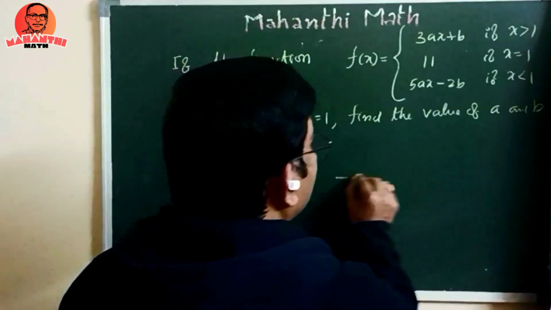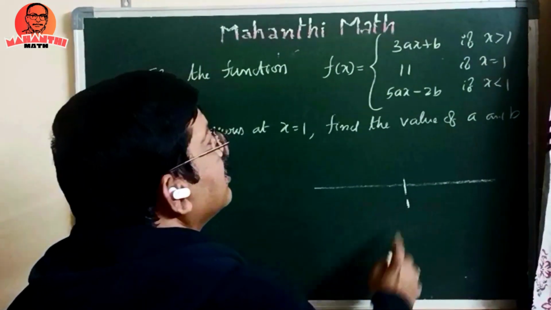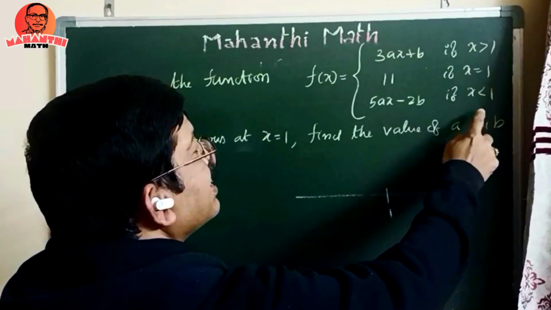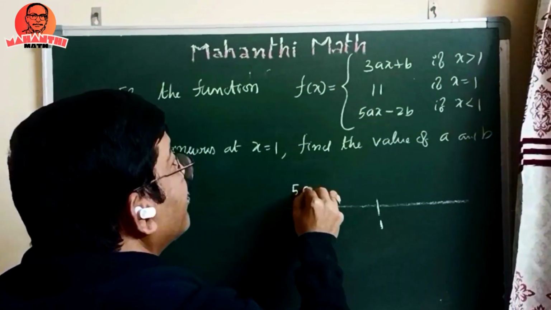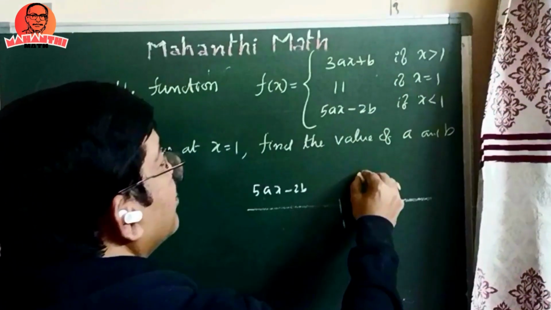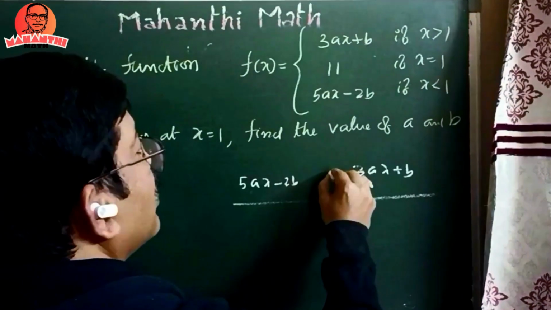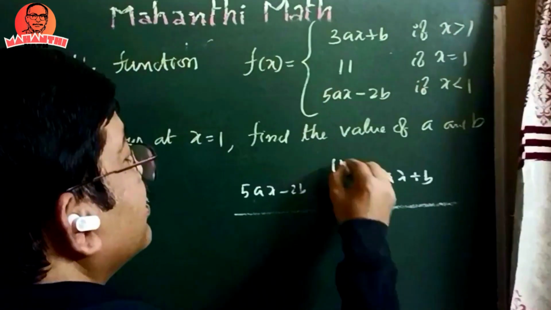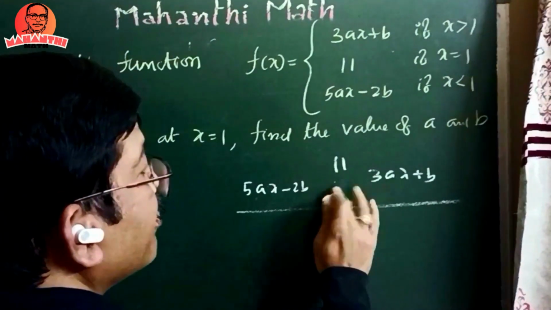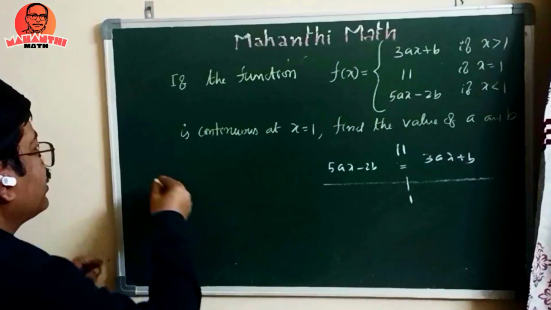I will draw the number line. You see here, 1 is the breaking point. For x less than 1, you have to write 5ax minus 2b. For x greater than 1, you write 3ax plus b. When x equal to 1, the function value is 11. This equal to symbol I have written reversely. Okay, that is 11. Okay, now LHL, very simple.